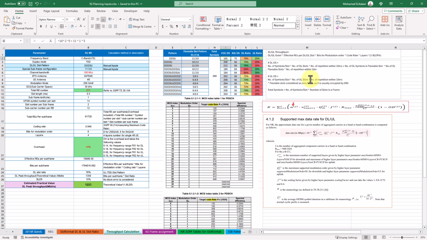Then it will be multiplied by the repetition within 10 milliseconds. The pattern is 2 milliseconds, so it will be repeated 5 times. We need to multiply again by 5. Then it will be plus the special slot. How many special slots do you have? This is plus the flexible slots. Consider this is for uplink, and this is if you are speaking about downlink. This will be plus the number of downlink symbols within the flexible slots, which is how many symbols you have. You have 11 for this particular configuration, so you multiply by 11.